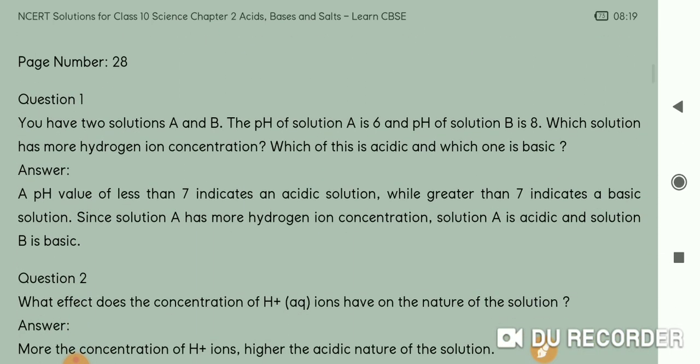Next question is that you have two solutions A and B. The pH of solution A is 6 and the pH of solution B is 8. Which solution has more hydrogen ion concentration? Which of these is acidic and which one is basic? If the pH value is exactly 7, then it is neutral. Less than 7 is acidic, while greater than 7 indicates a basic solution. Since solution A has more hydrogen ion concentration, solution A is acidic and B is basic.